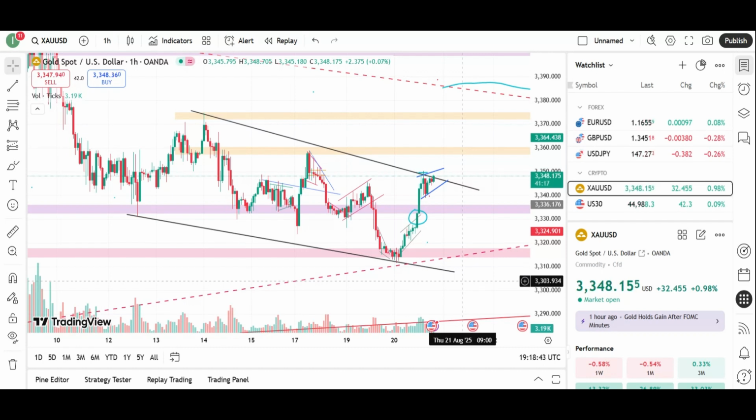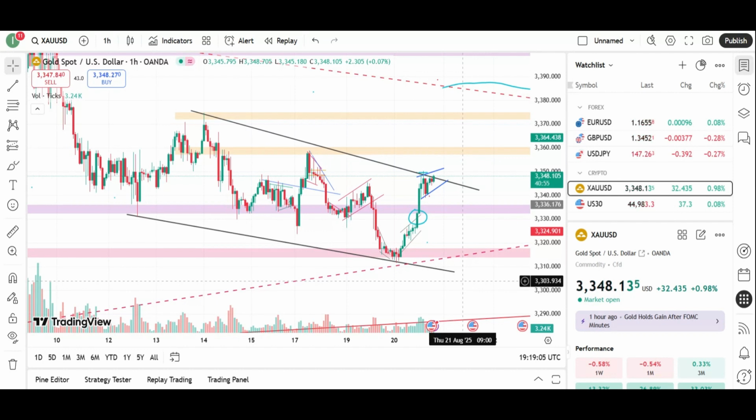Today is another day, the 28th of August 2025. At present, the FOMC minutes meeting is going on. The market is somehow very, very quiet over 1 hour, expecting what the investors will do.